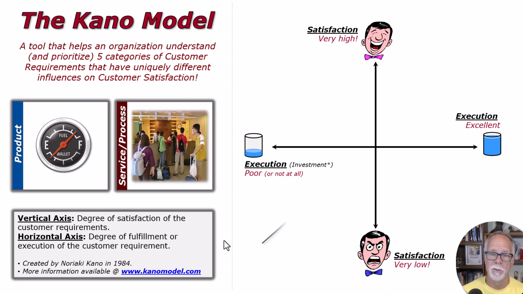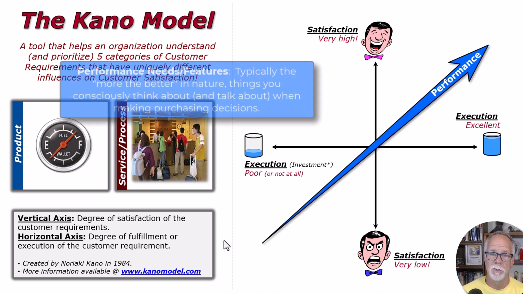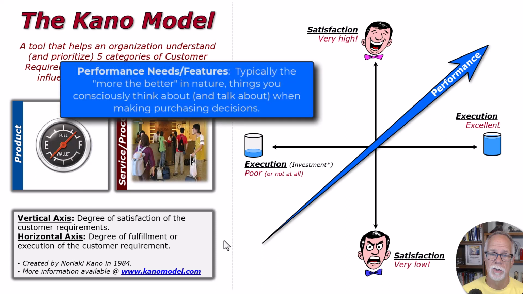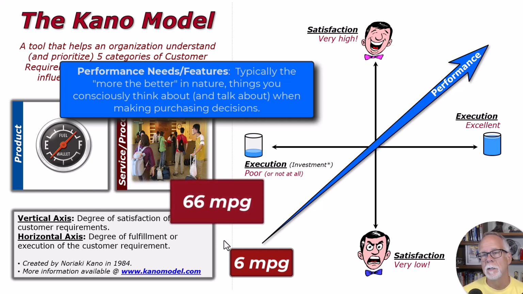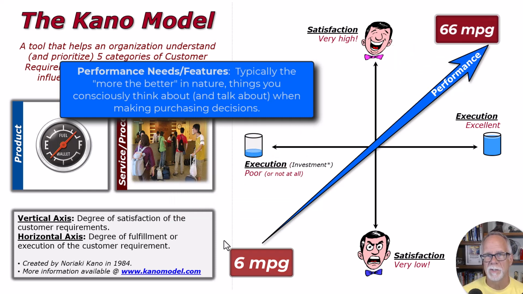The first type of need are called performance needs. Think of fuel economy on a car. If you have a car that gets 6 miles per gallon, you're going to be in the lower left-hand corner. We didn't execute it very well and you're very dissatisfied. If you get 66 miles per gallon, you're in the upper right corner. We executed it very well and made you very happy.